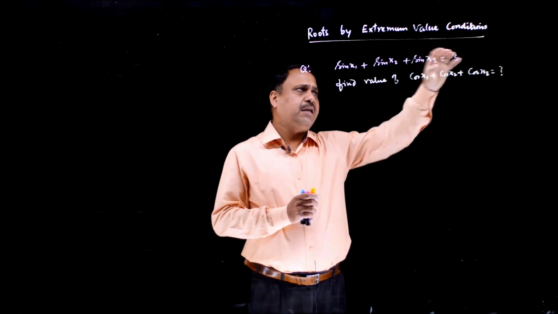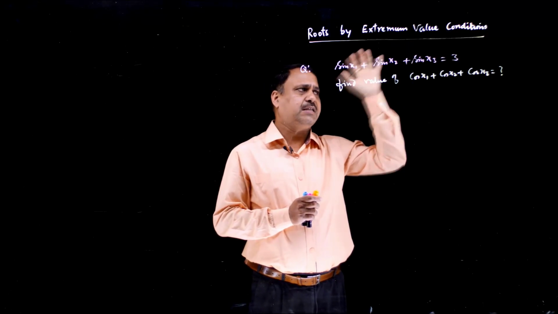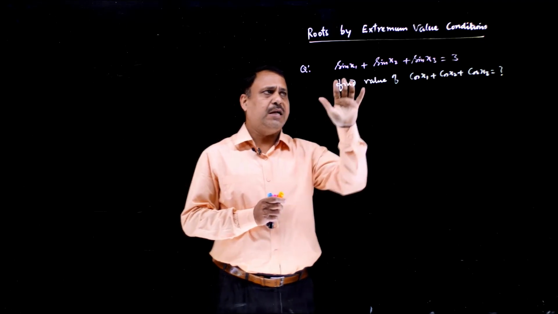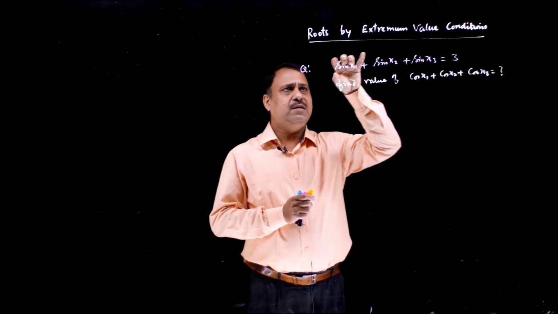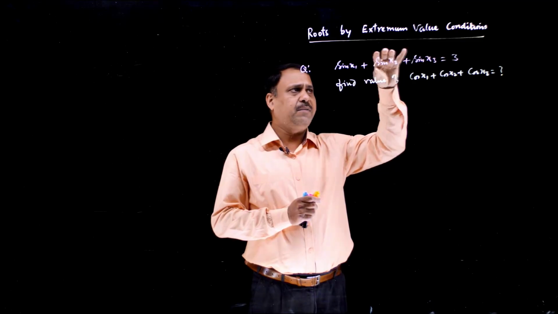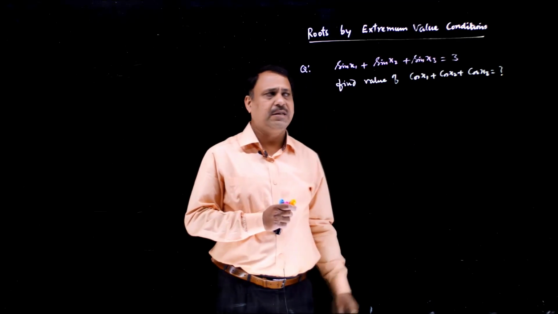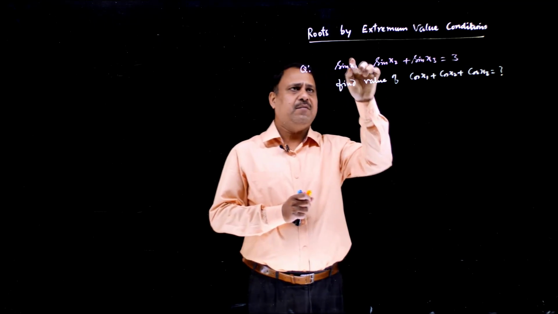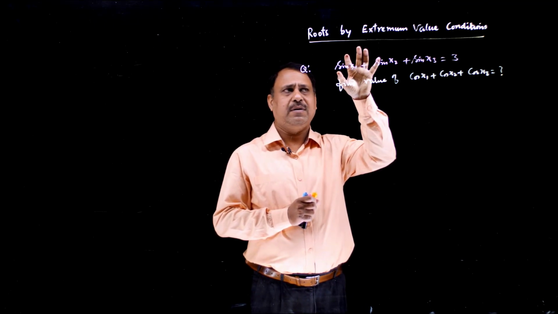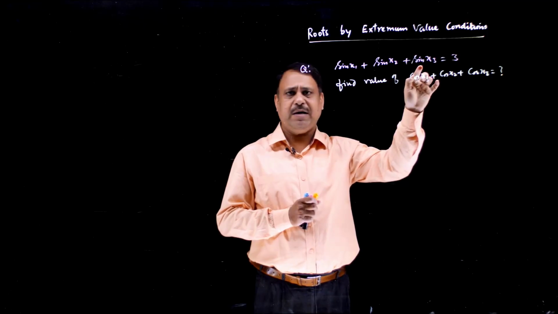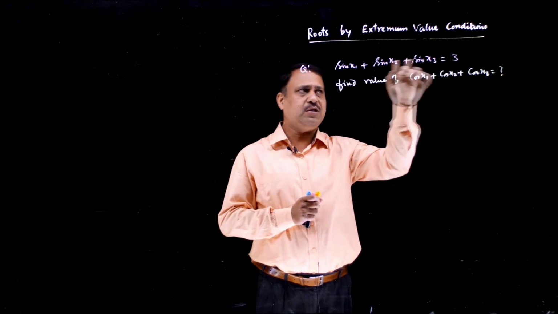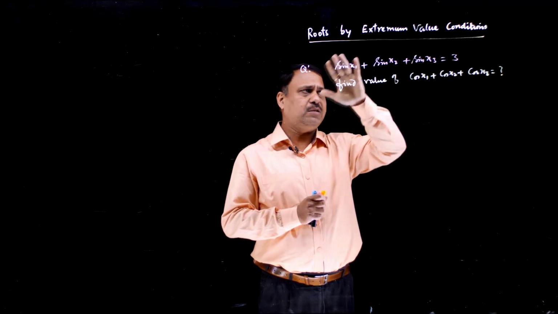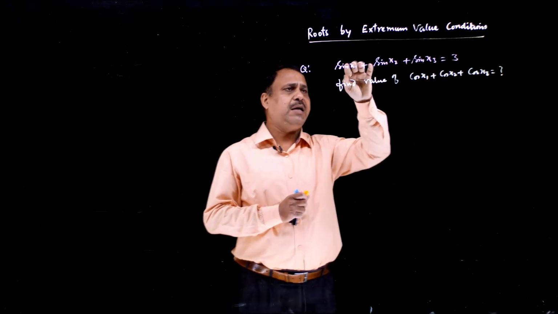So now let us focus here. Sin x1 plus sin x2 plus sin x3 is equal to 3. What is the highest value of sin theta? 1. So that means this is possible only if each has its highest value. Then only it can be 3. For example, take one case where this is half. That means the sum of the other two must be 2.5, which is not possible because their maximum value is 1 and 1. So for this to exist, they must have the extremum value.